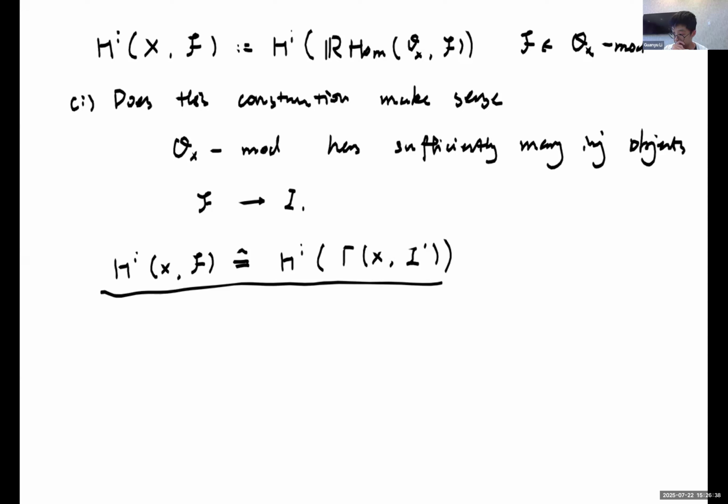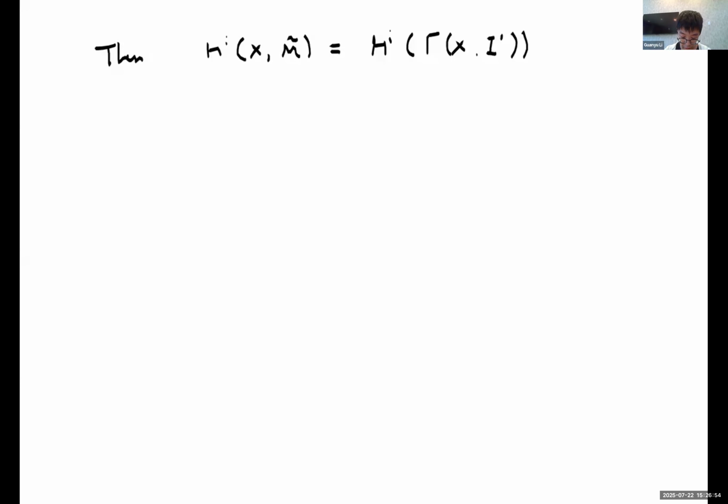Now, another thing: since we know how to compute it, we can just do the computation, and because we know this sheaf comes from a module, then the higher cohomology of this part.